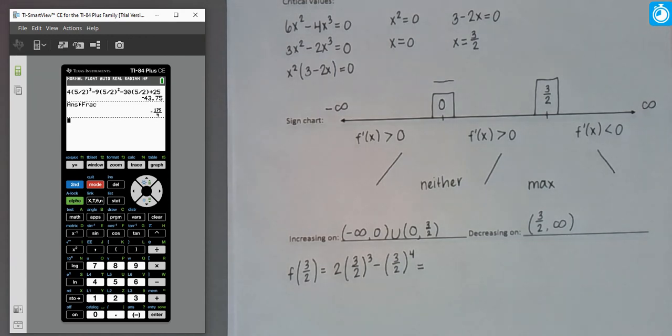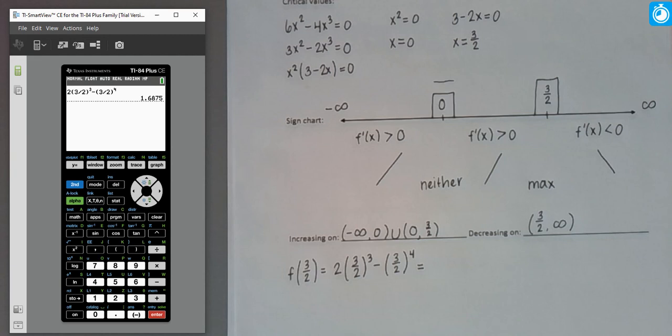So let's just plug this one in. Let's just do this one, just evaluating by typing in. So 2 times 3/2, raised to the 3rd power, minus 3/2, raised to the 4th power. Okay? And then we hit enter, and there we go.